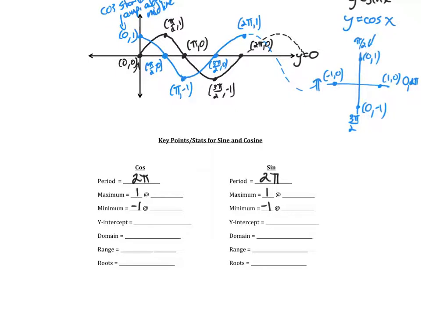Y-intercept, they're different, right? They're clearly different. The domain, though, for all of them is negative infinity to infinity. The range is negative 1 to 1 for both. And just notice that the roots would be different. I don't know if it's worth our time to list out all the roots. You can kind of see where they cross the x-axis. But notice there's a lot of similarities.